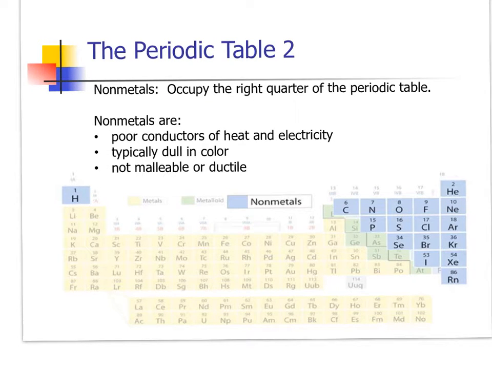Non-metals, well, they're not metals. And occupying the right quarter of the periodic table, they're a very small group. Nonmetals are not good conductors of heat and electricity. That doesn't mean that they can't, it's just that they're not very good at it. They typically are dull in color. Most of them are rarely solids to begin with.